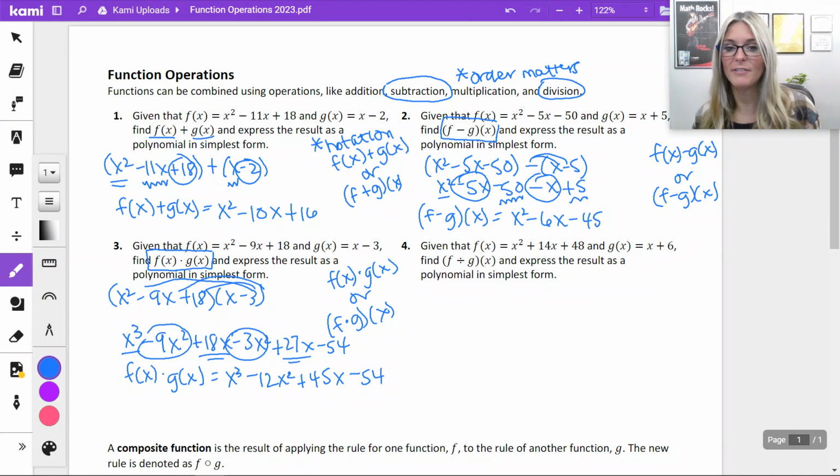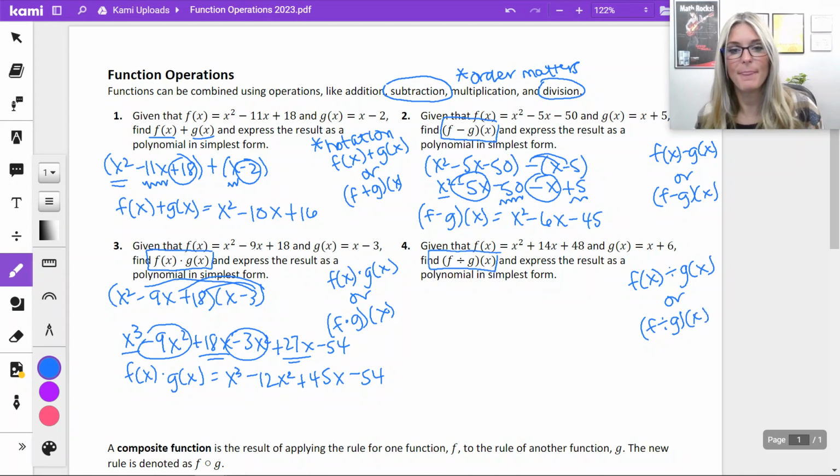Number 4, given f of x is x squared plus 14x plus 48 and g of x is x plus 6, find f divided by g of x. Okay, so just like all the others, they could have written it separately. Don't be surprised on Delta Math or on a benchmark if you see it written a different way, or like they have it written here, f divided by g of x means the same thing. So order matters.